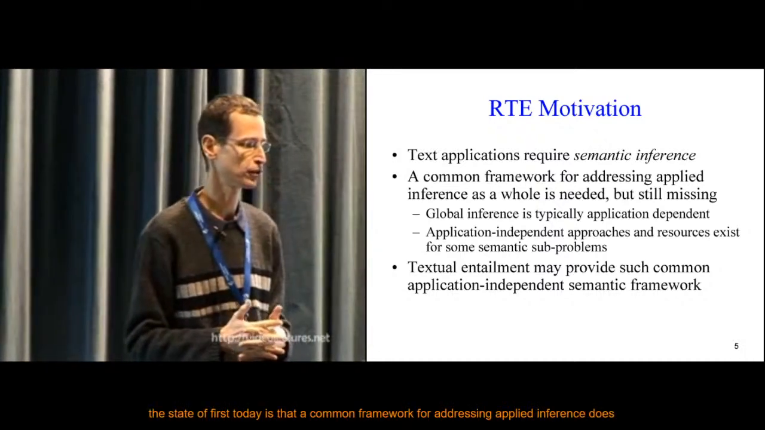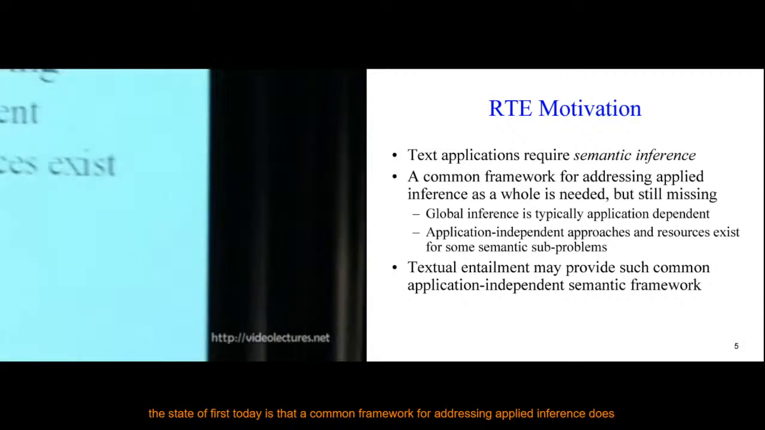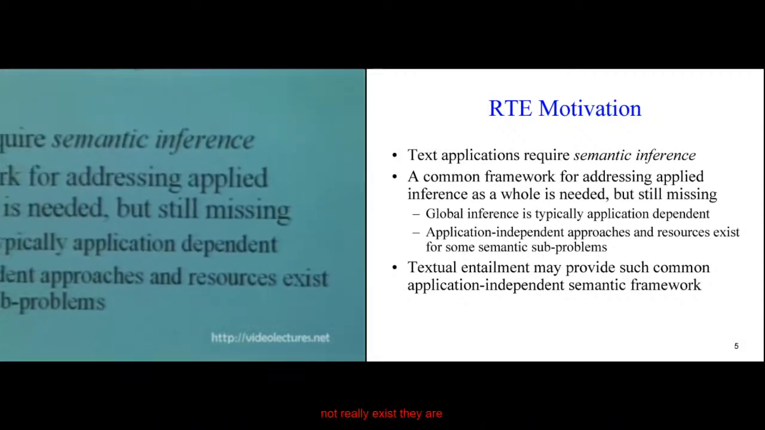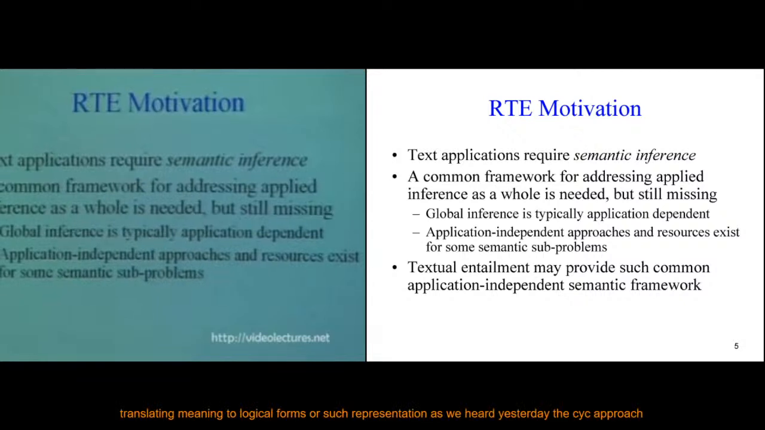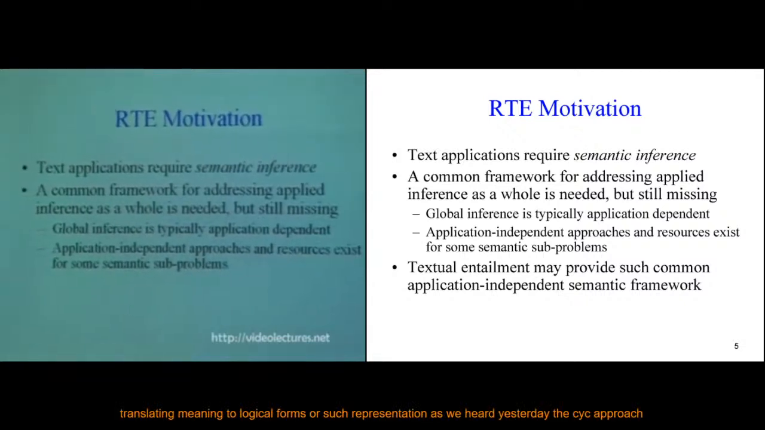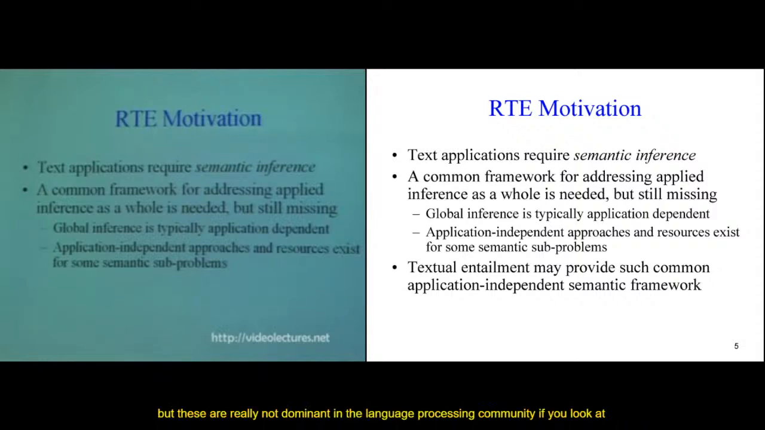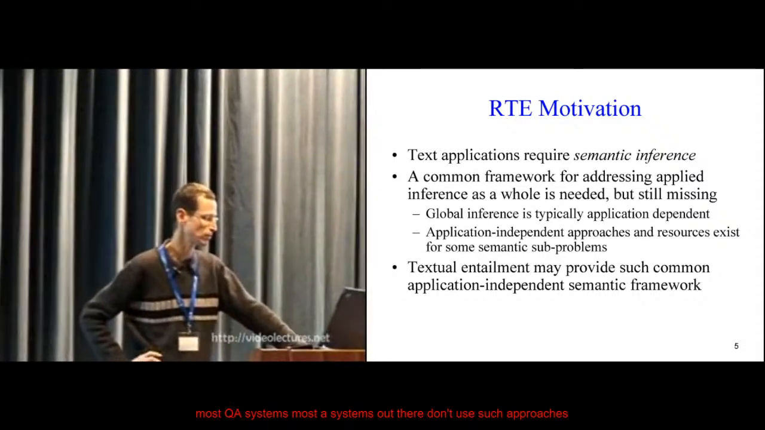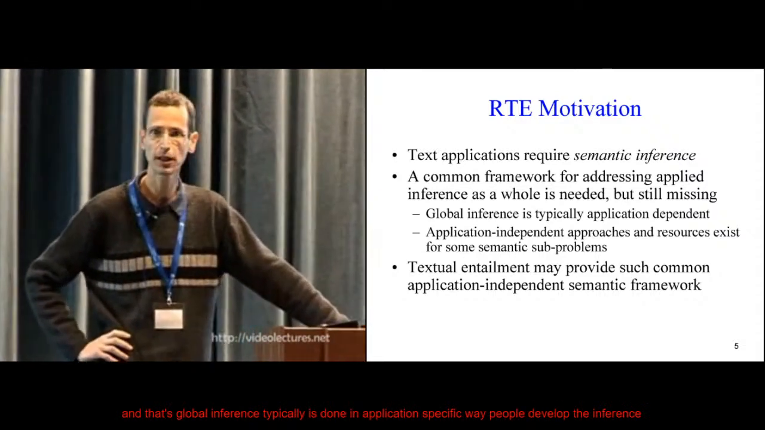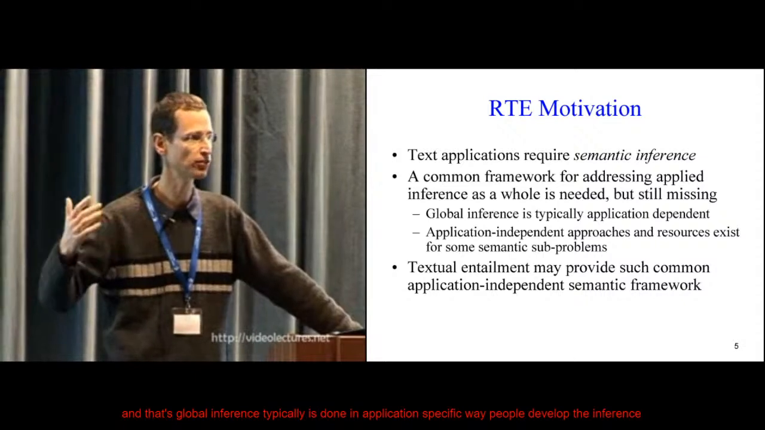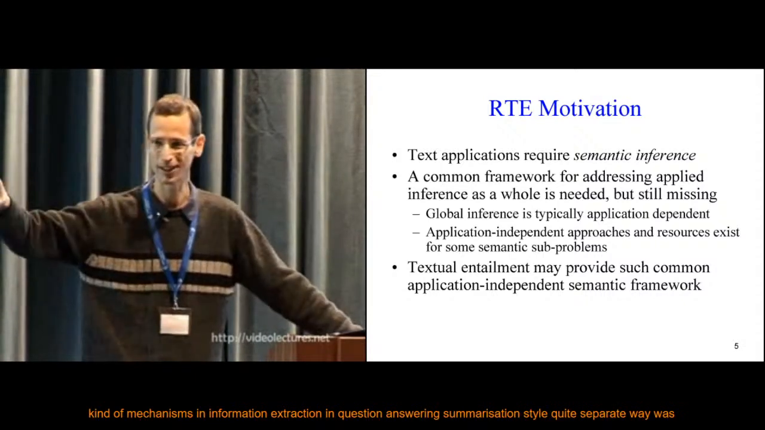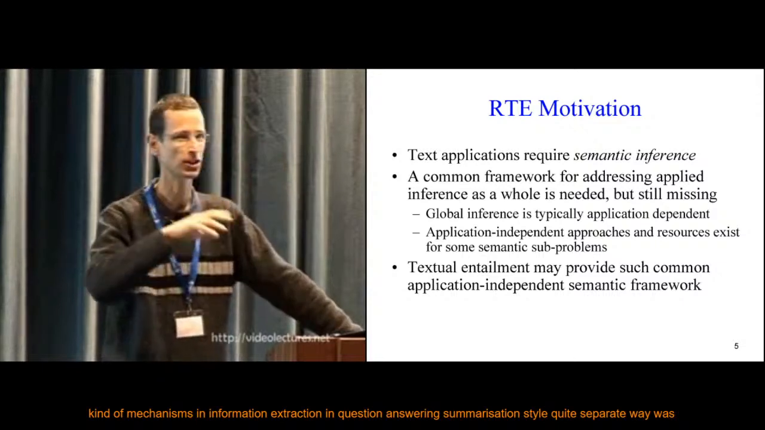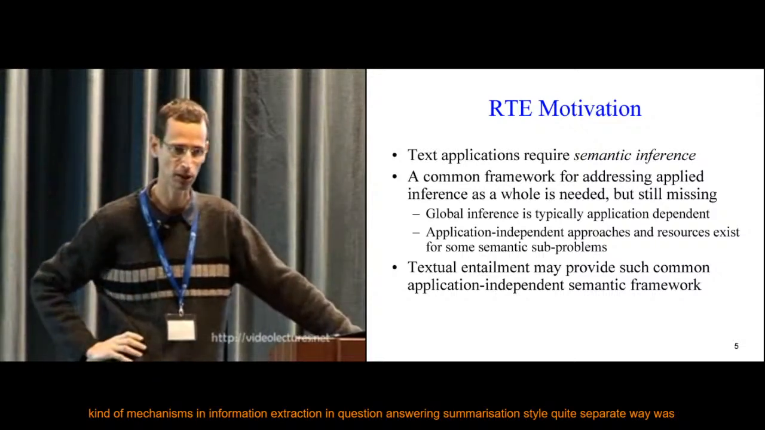the state of affairs today is that a common framework for addressing applied inference does not really exist. There are traditional approaches of translating meaning to logical forms or such representations, as we heard yesterday, the Cyc approach. But these are really not dominant in the language processing community. If you look at most QA systems, most IE systems out there, they don't use such approaches. And thus global inference typically is done in an application-specific way. People develop their inference mechanisms in information extraction, in question answering, in summarization. It's done in a quite separate way.